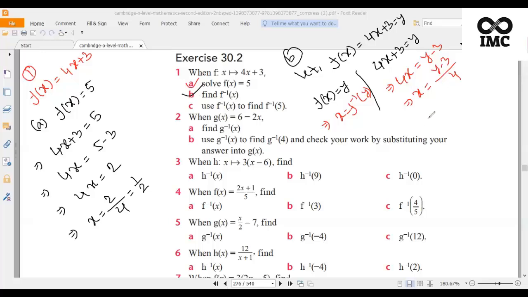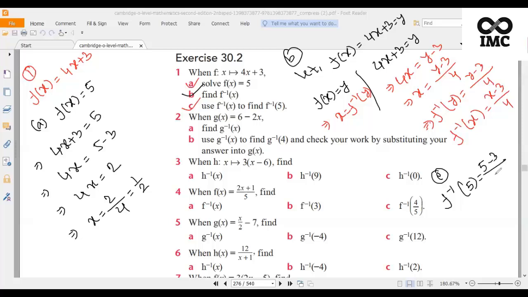If I compare these two equations, then we can write instead of x, f inverse y. So f inverse y can be written as y minus 3 by 4, or f inverse x can be written as x minus 3 by 4. Done. Now, question number C says, use f inverse x to find f inverse 5. So here, instead of x, we will put 5. So f inverse 5 will be 5 minus 3 by 4. 5 minus 3, that will be 2. So 2 by 4 will be 1 by 2.